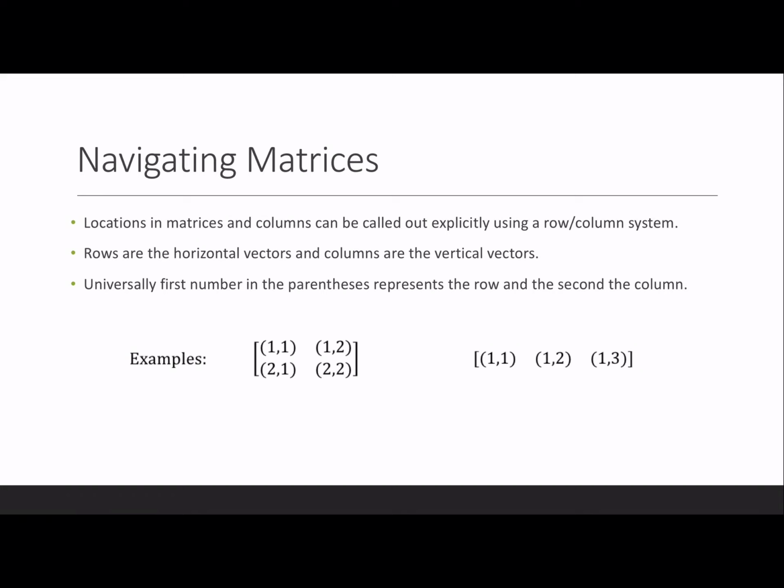You can also use this numbering system to identify specific locations within vectors, as the example on the right shows. When you're using a vector, there's only going to be either one column or one row, so one of the numbers will always be constant.